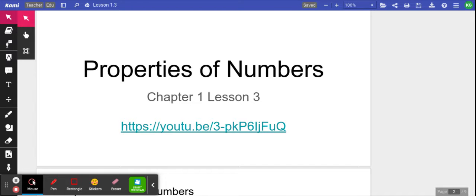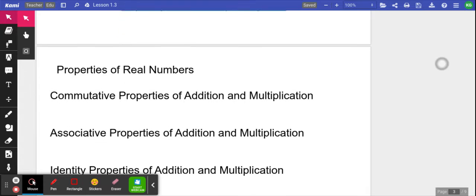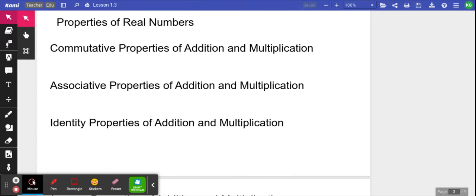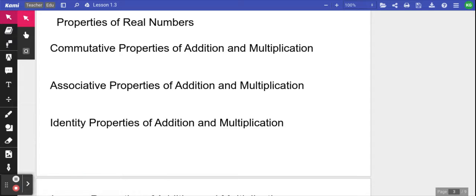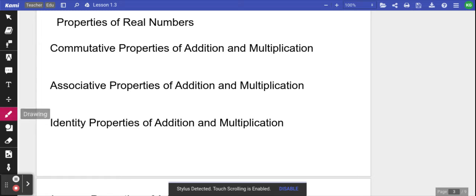Chapter 1, Lesson 3, Properties of Numbers. Go ahead and pause here and write down these properties, and then unpause it when you're ready to take the notes. So the first one we have is the commutative property, and it works for addition and multiplication only.